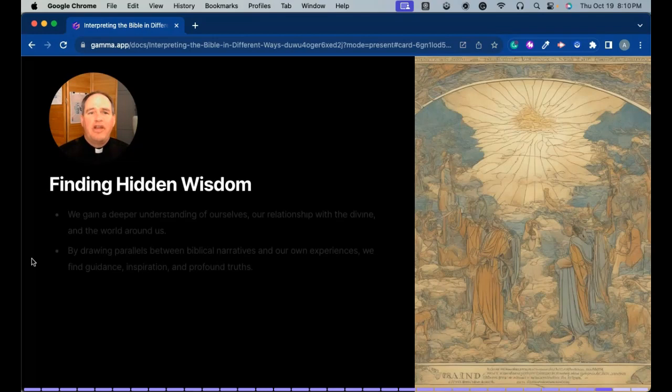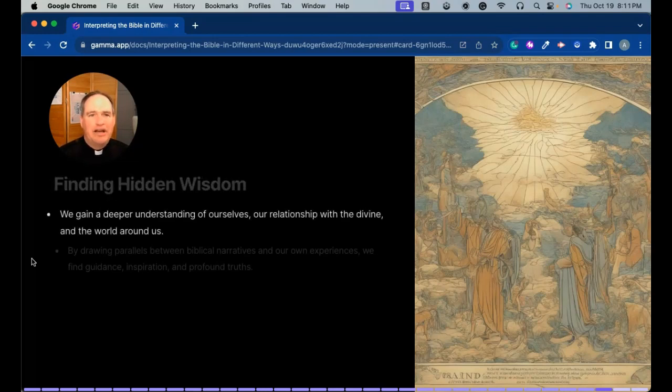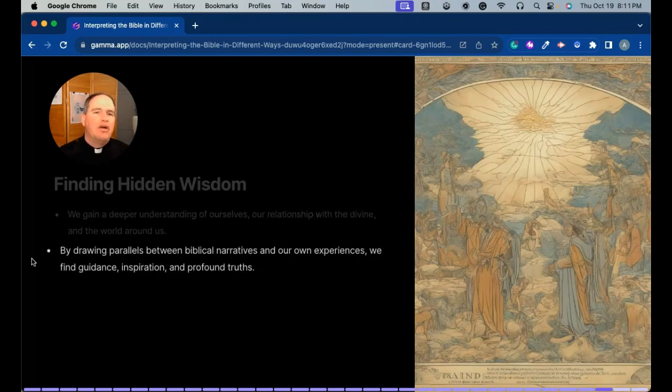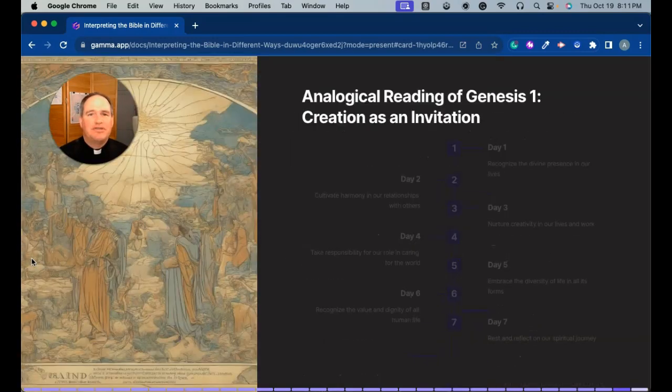And what this does is it helps us to find hidden wisdom inside of the text, so we can gain a deeper understanding of ourselves, and we can also look at parallels between our own lives and experiences and find inspiration and profound truths inside of these stories.